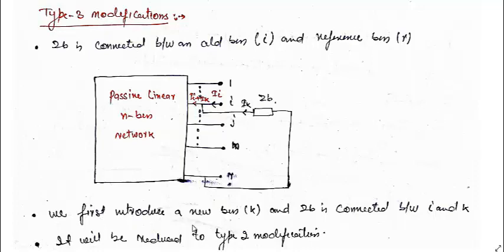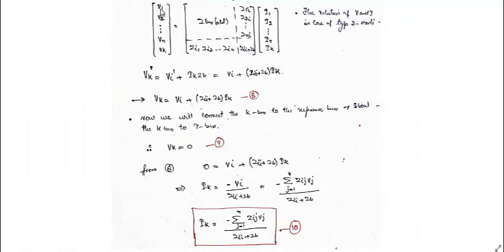So we first introduce a new bus. Let us say we have connected a new bus k here, and Zb is connected between that bus k and this i, which we already just discussed. Since Zb is connected between i and k, it will be reduced to type 2 modification. And we know that for type 2 modification, we have this type of matrix. So we can get Z old, Z new like this. The relation of V and I in case of the type 2 modification will be like this.